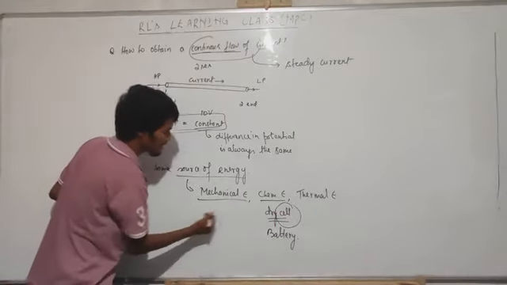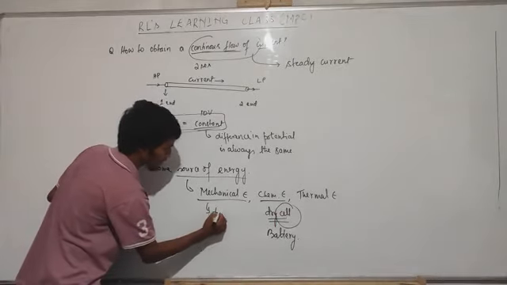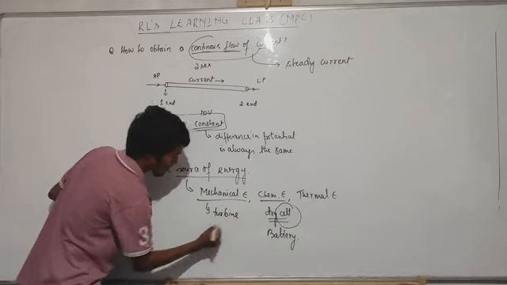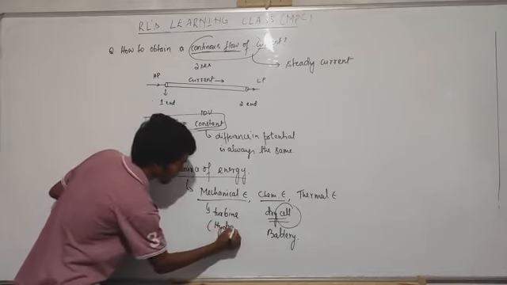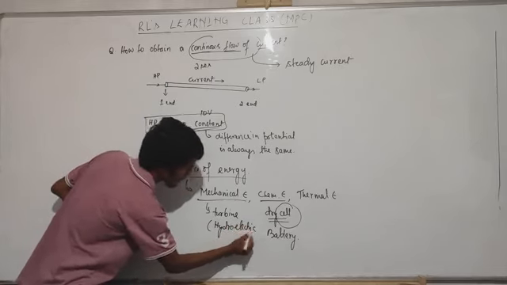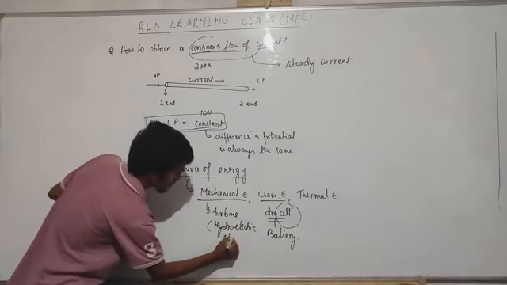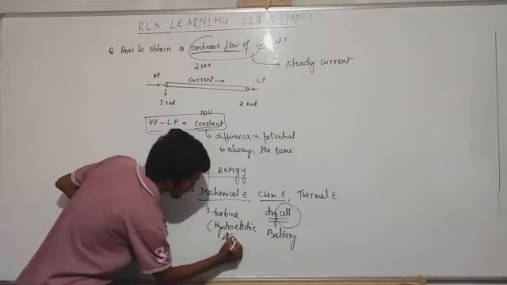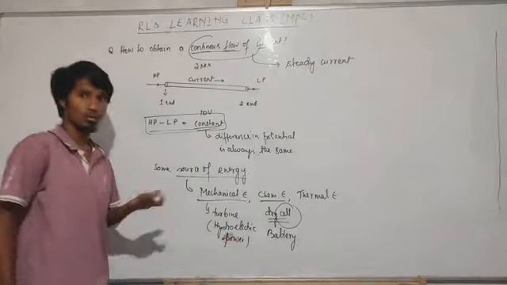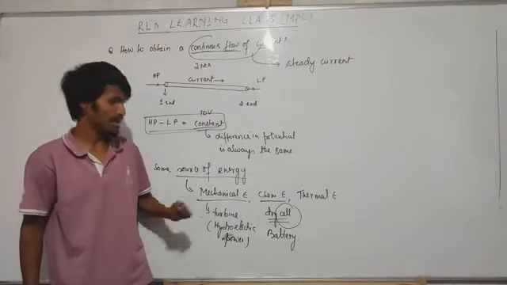Then mechanical energy, this we mostly get from a turbine. That is mostly in a hydroelectric station. Hydroelectric power, okay. Example, Umiam, you get from there. That will be used by the turbine.